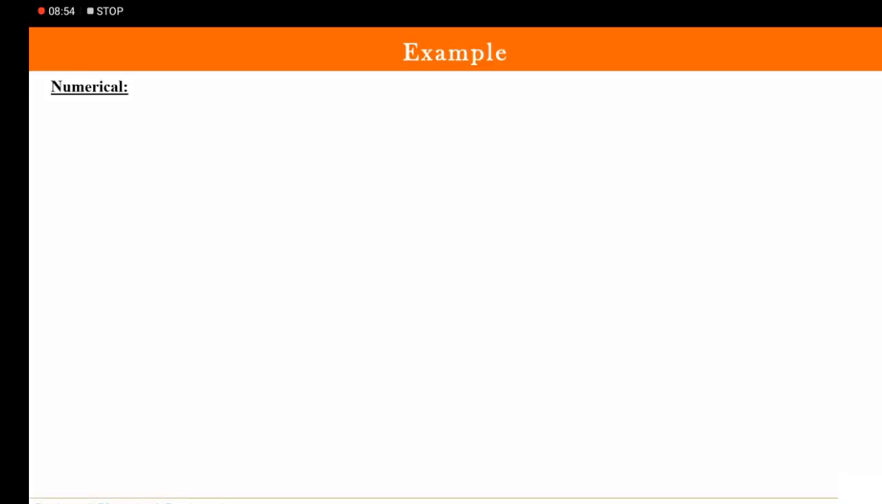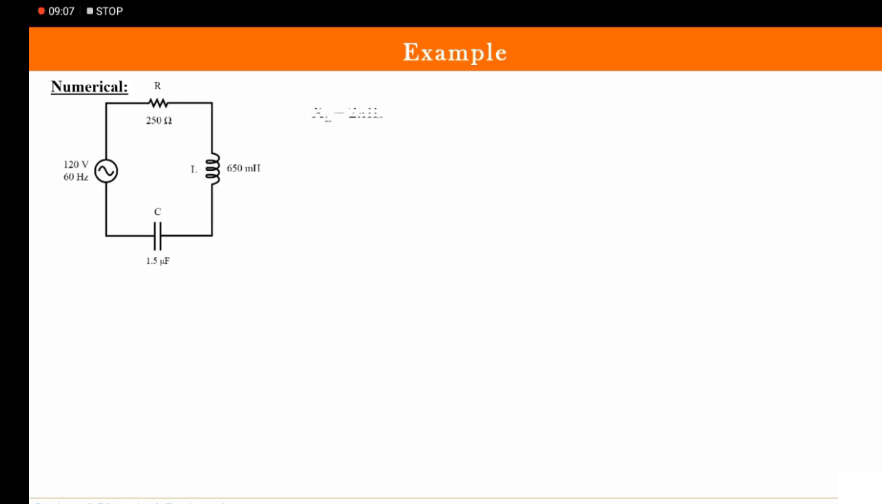Okay, fine. So we are ready with the numerical. So here a circuit is given and I have not written the statement because we are supposed to find out all the impedances in the circuit. So we have R which is 250, we have L 650 millihenry and we have C 1.5 microfarad, and 120 volt 60 hertz AC is applied across this. Fine. So as soon as I get L and C, the first thing is we should calculate the reactances, because if we want to calculate impedance we need to have reactances with us.